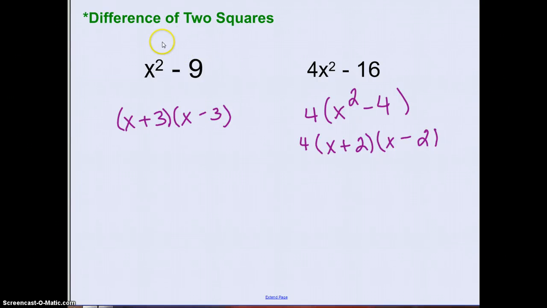And the only way you can factor a binomial, 2 pieces, is you have to have a subtraction in the middle, and each one of those has to be a perfect square after you get out your greatest common factor.